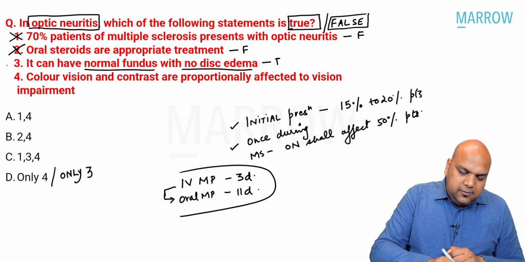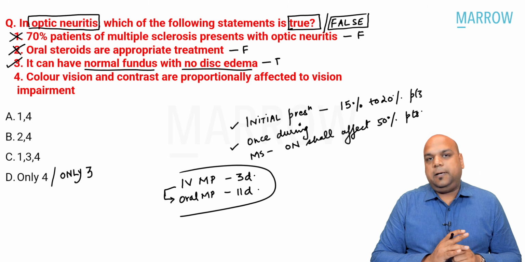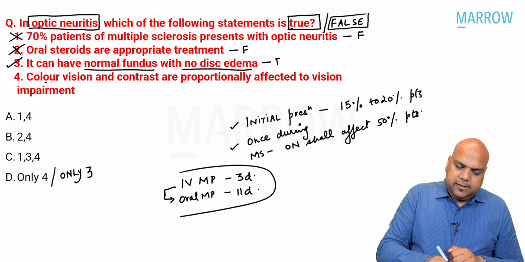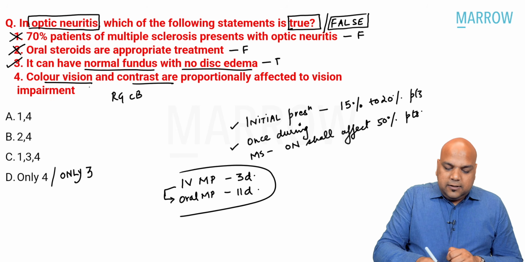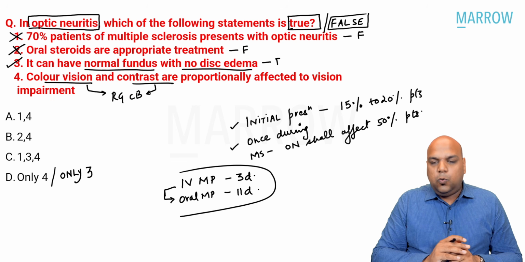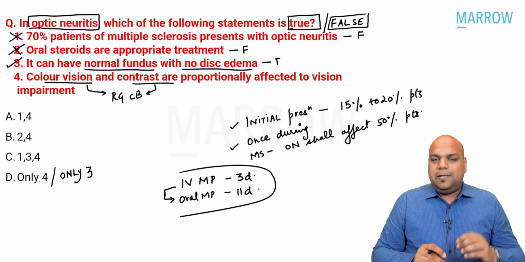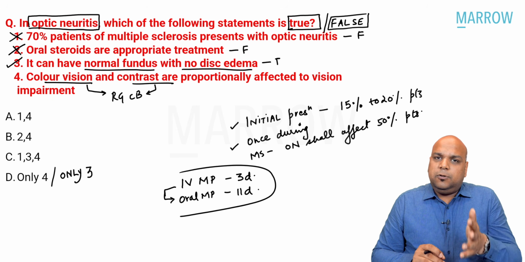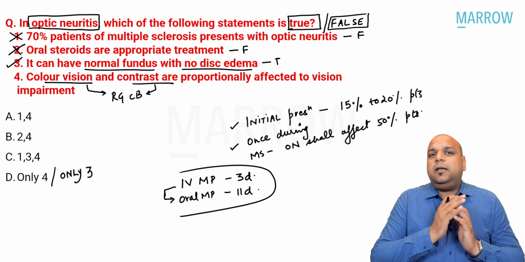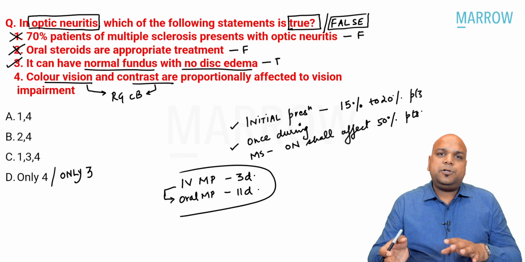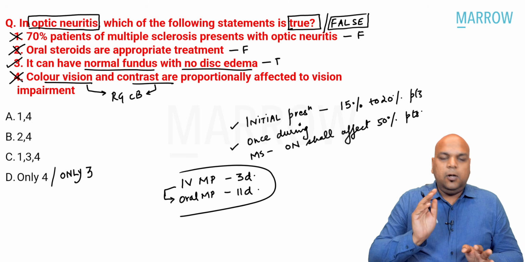Now, option 4. Color vision and contrast are proportionately affected to vision impairment. See, we know color vision is affected. We know contrast is affected. We say red, green color blindness. Yes. But whether they are affected proportionately to visual impairment, there is no record of such a state. Again and again, it is mentioned that color vision should be measured on the initial visit. That is part of the workup. Contrast is lost, contrast is poor, but there is no mention of whether it is proportionate, whether it is sequential or not. So, in all entirety, this is also wrong.